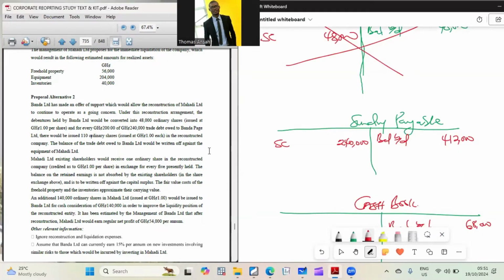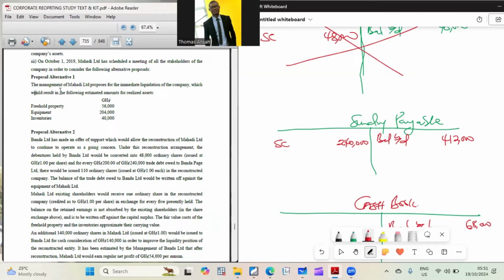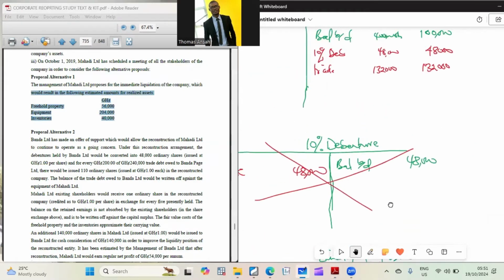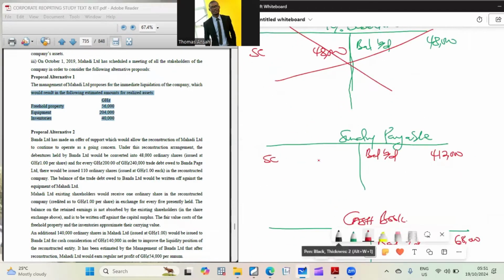So the balance of the trade debt owed to Banda will now be written off against the equipment. So how much was our equipment? We are not selling, no? So don't come here. We are not selling. We are no more selling. So the balance will be against equity. This one is supposed to be 132, because the double entry is 132. We had 132,000. So to stated capital, 132 is the one going. And the remaining balance that makes it 240.